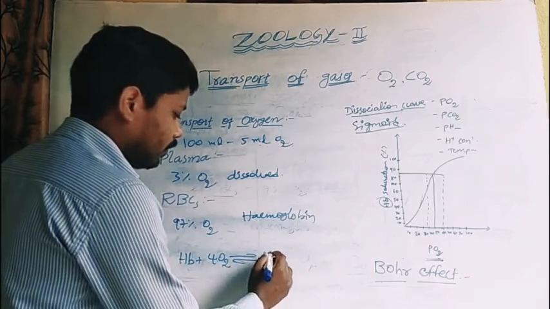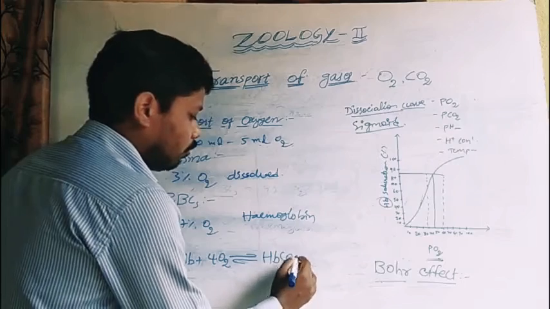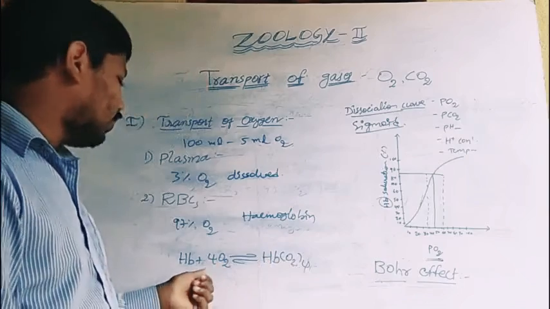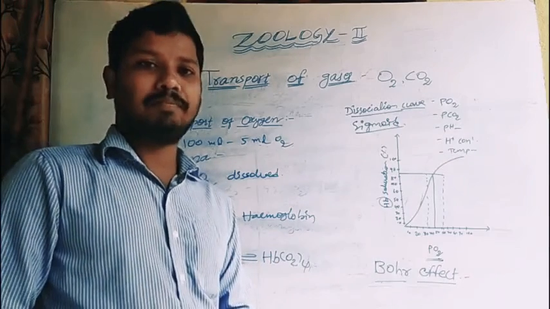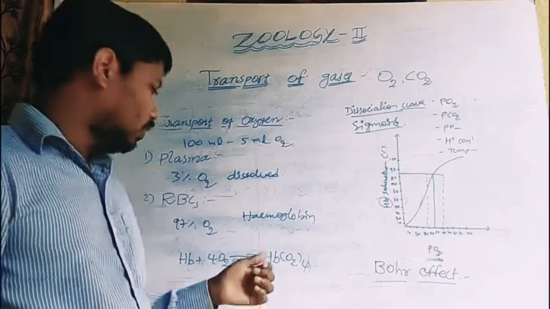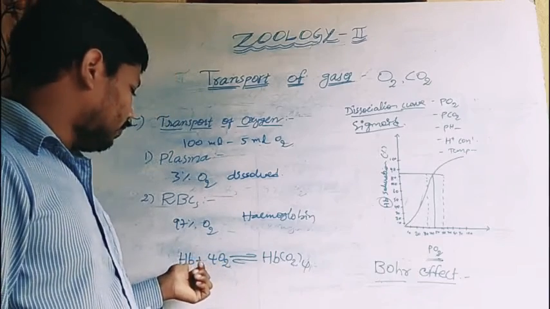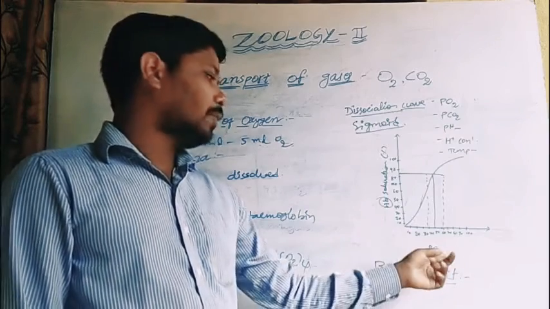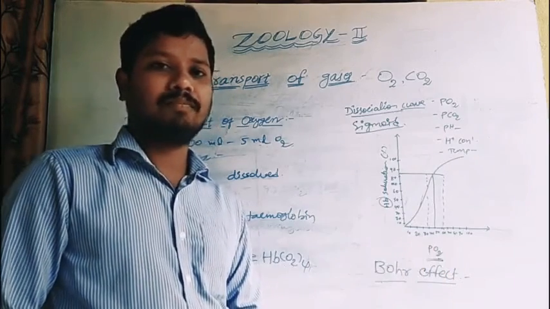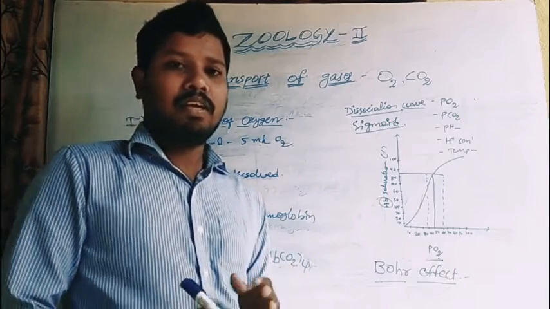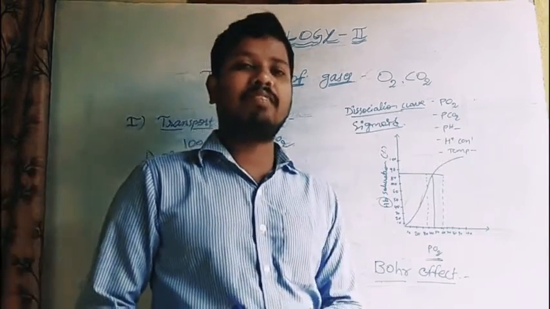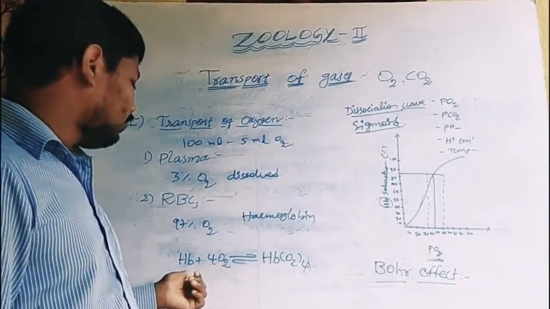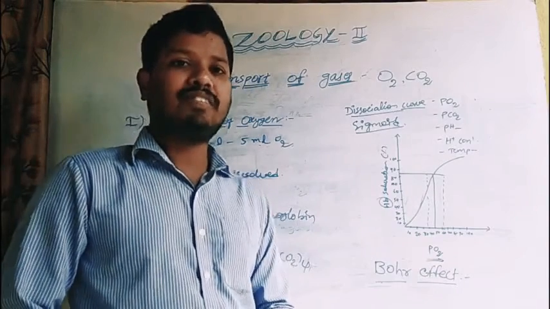Hence oxyhemoglobin is formed by the binding of oxygen with hemoglobin. The binding of hemoglobin with oxygen is affected by the partial pressure of oxygen. At the lungs, the partial pressure of oxygen is high, hence the binding of oxygen with hemoglobin is favorable.